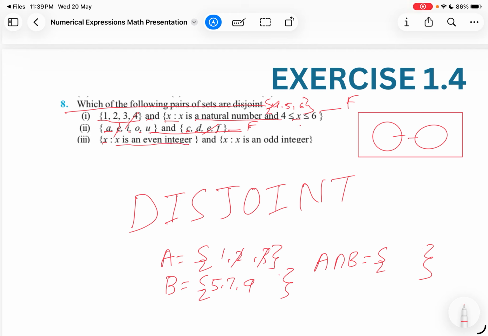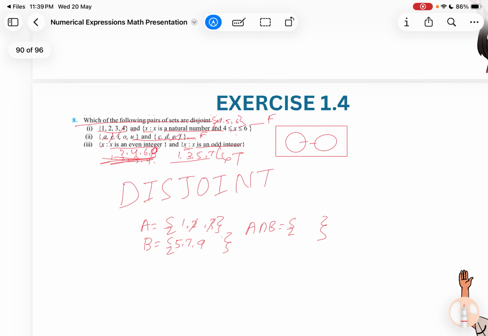Okay, x is an even integer: 2 4 6 8, and x is an odd integer: 1 3 5 7. Is there anything common? No, there is nothing common, so it will be true, right?